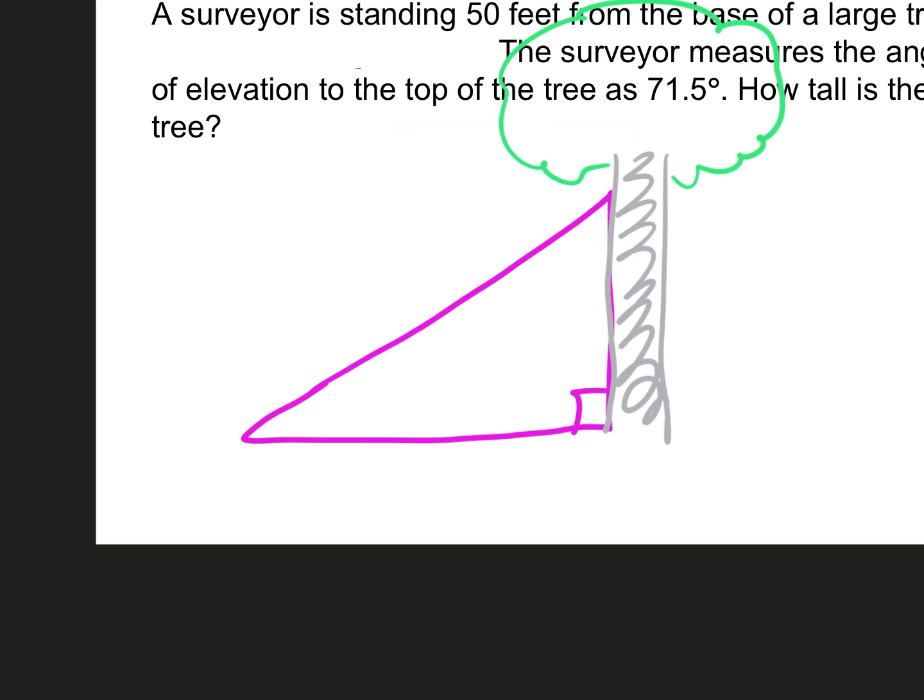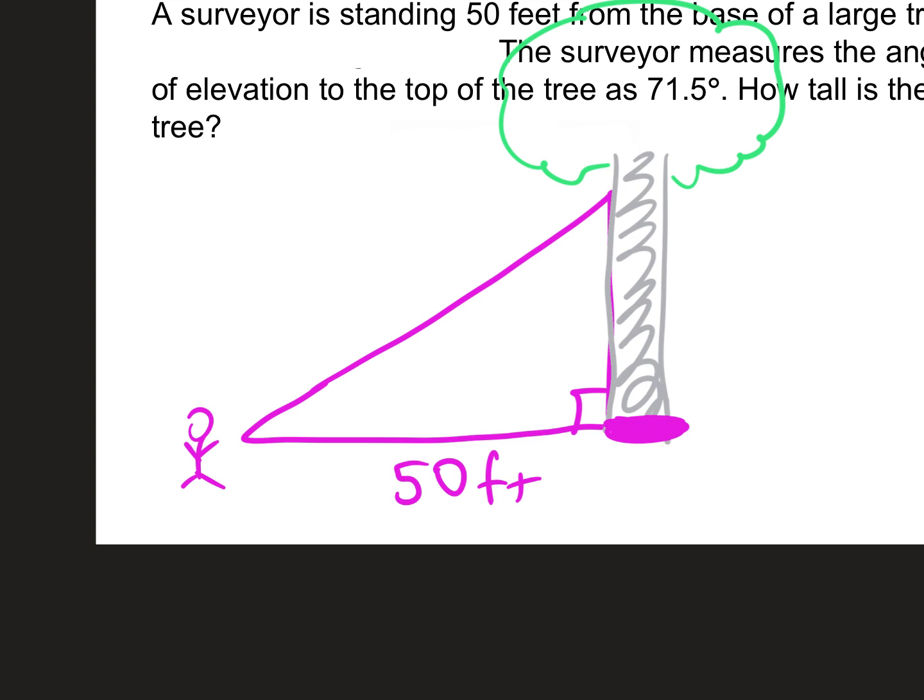Where does the 50 feet go? Why is it down here at the bottom? I agree. That's the base. This is the base of the tree, the bottom of the tree. So the person is standing here. You guys see the picture that we're talking about.